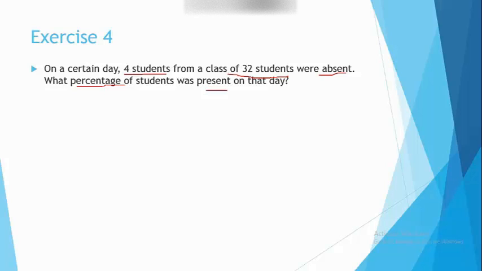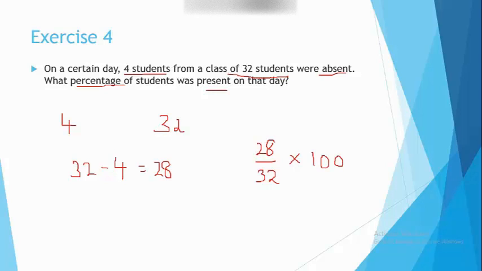So we know the number of students who were absent, which is 4, and we know the total number of students, which is 32. But we are asked to find the percentage of the students who were present on that day. So to find out, we take away the number of absentees from the total number of students, which is 32 take away 4, which is 28. Now to find the percentage, first we write down the fraction of students who were present. So out of 32, 28 students were present, and we multiply it by 100 percent in order to get the number of students as a percentage.